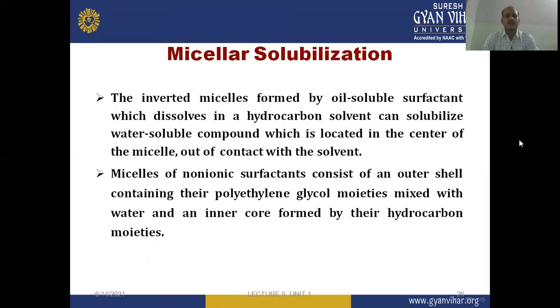So in micellar solubilization, the inverted micelles formed by an oil soluble surfactant which dissolves in a hydrocarbon solvent can solubilize a water soluble compound, which is located in the center of the micelle out of contact with the solvent. Micelles of non-ionic surfactants like Tween, Span, etc. consist of an outer shell containing their polyethylene group moieties mixed with the water and an inner core formed by their hydrocarbon moieties. So these are the mechanisms by which different types of surfactants form different micelles.